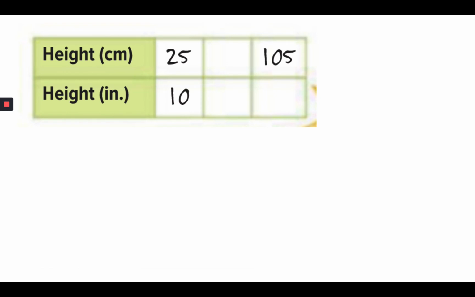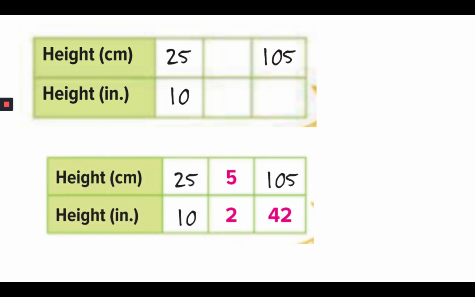I got to get 25 into 105. So yeah, I divided the 25 by 5. That gave me 5. And then I times it by 21. And that gave me 105. And I was able to do that with the height as well. Those 2 steps, I took 10 divided by 5. That gave me 2. And 2 times 21 gave me 42.